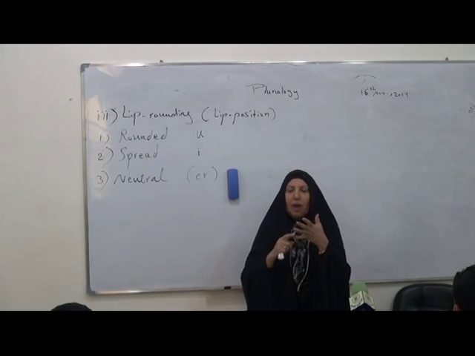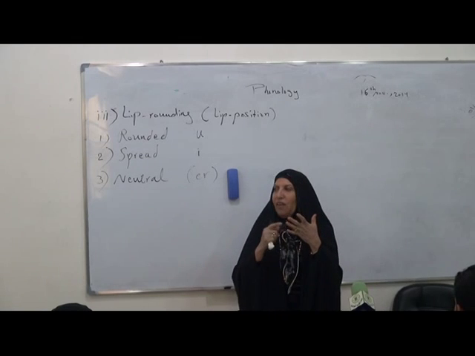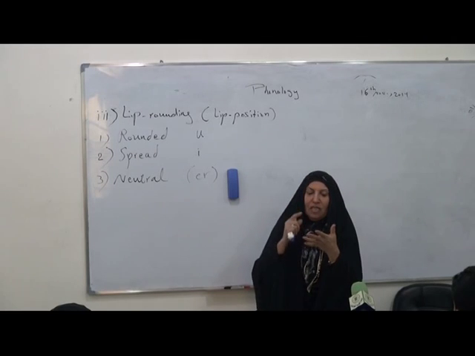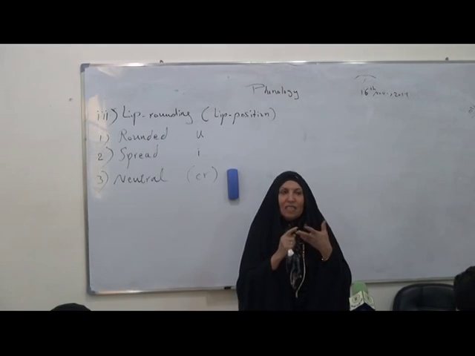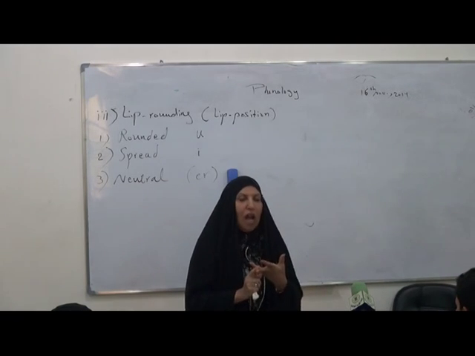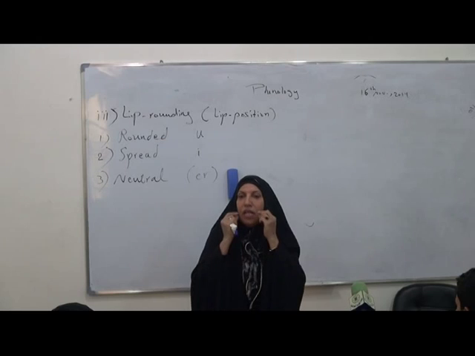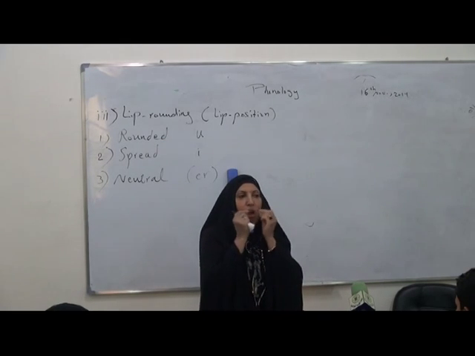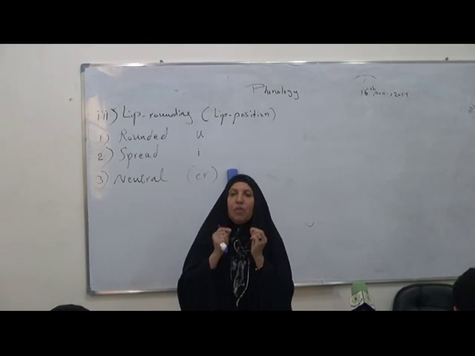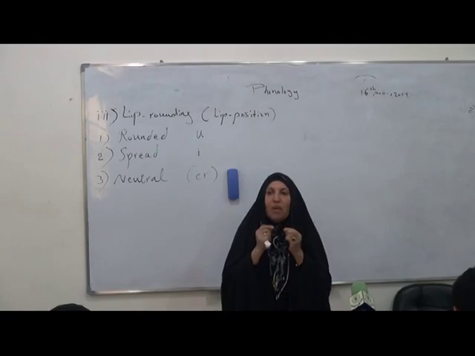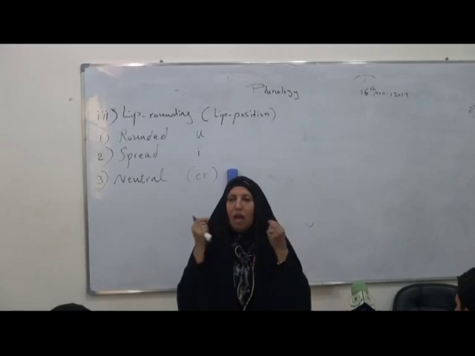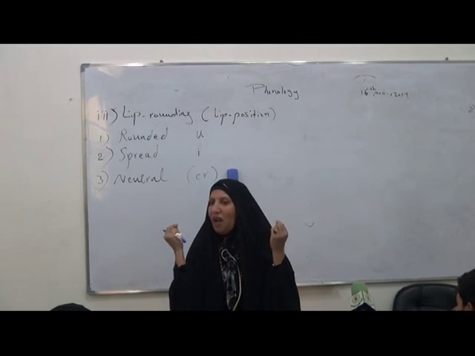Yes, good. Now lip rounding has 3 cases. What are they? 3 positions. Yes, rounded, spread and neutral. Rounded means like that, like O, rounded. The corners of the lips come close to each other, towards each other. While when we say E, for example, the lips are spread. It means the corners of the lips go far away from each other, like E.